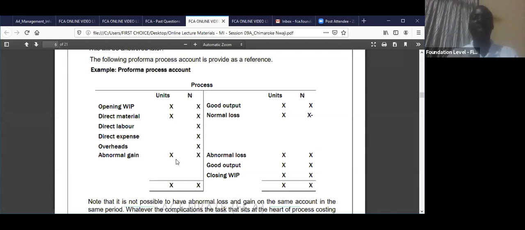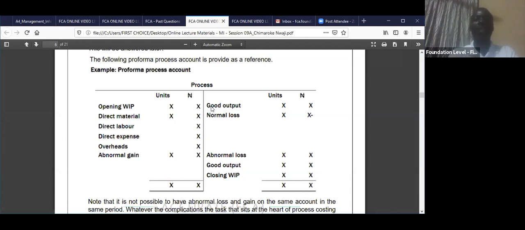Now, it means that you put in, maybe you're expecting bread, you put in the same amount of material, and you're expecting bread to come out 100 units, but you're seeing 110 units. That 10 that is extra is the abnormal gain. So abnormal gain is going to be here. So all you need to do here is your abnormal gains are here, your losses are here. So let's go to the other side.